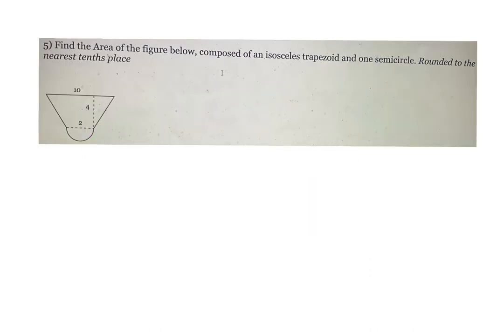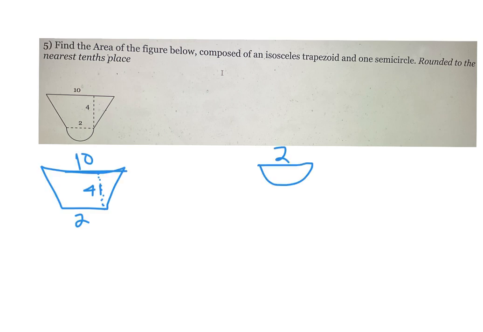All right, find the area of the figure below, composed of an isosceles trapezoid and one semicircle, rounded to the nearest tenths place. So the first thing we're going to do is break this up into 2 shapes, and then find the area of each one separately. All right, let's give you the area for a trapezoid. That's going to be 1/2 times the height. Let me label the height in the picture for the trapezoid.